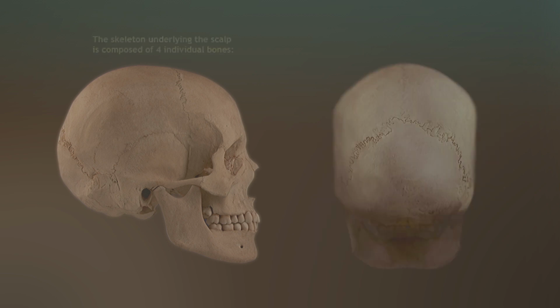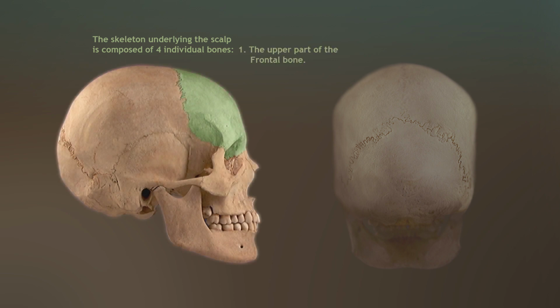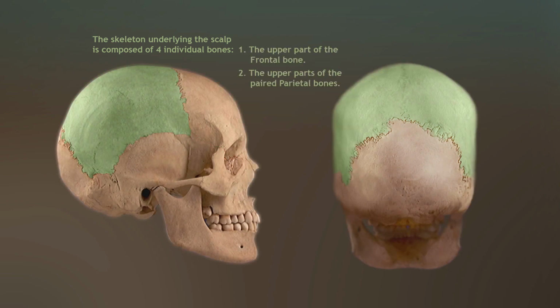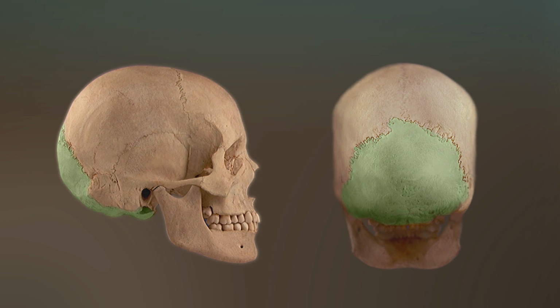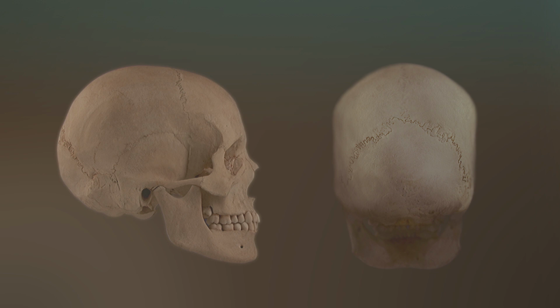The skeleton underlying the scalp is composed of 4 individual bones. These are the upper part of the frontal bone, the upper parts of the paired parietal bones, and the upper part of the occipital bone. These bones house several specific features of note.